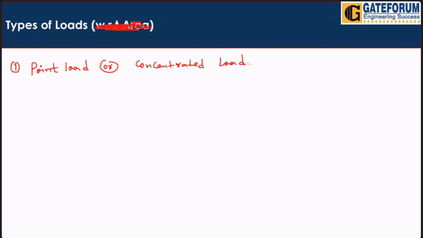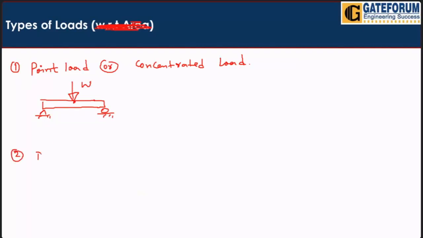So what happened here in case of point load or concentrated load? Suppose here we have a beam, let's say simply supported beam, and this load W is acting. So this is known as point load. Load acting at one point only. This is known as point load.